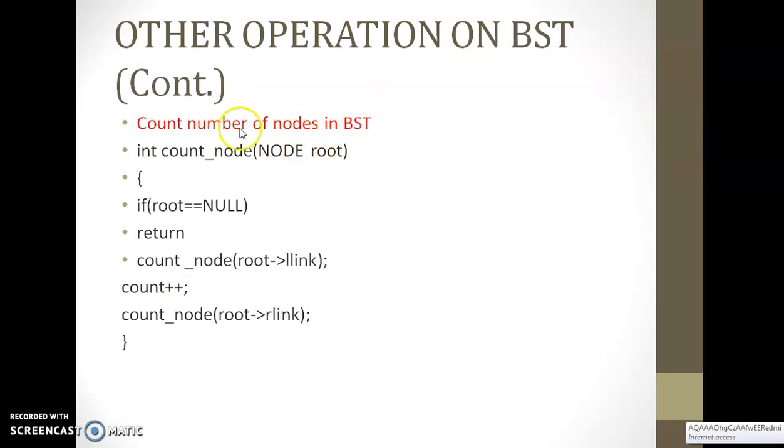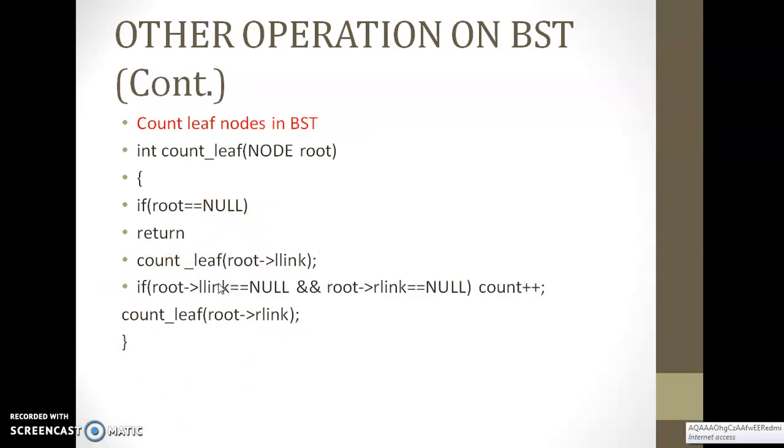Then the next one is counting the number of nodes in a binary search tree. How to count the number? We take a variable, count node, and keep on visiting the left link and the right link recursively. Whenever a node is visited, we increase the count with count plus plus. Similarly, we traverse the right side. That time also, whenever a node is found, increase the count. Keep on doing this.